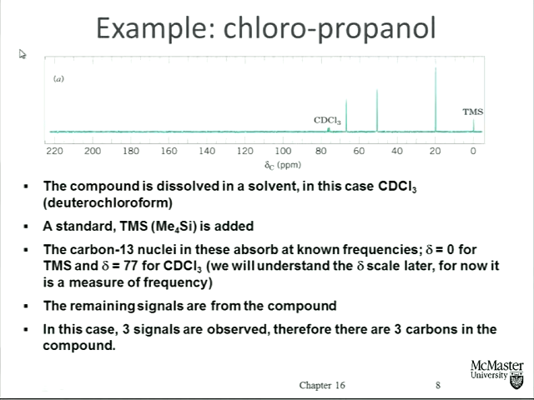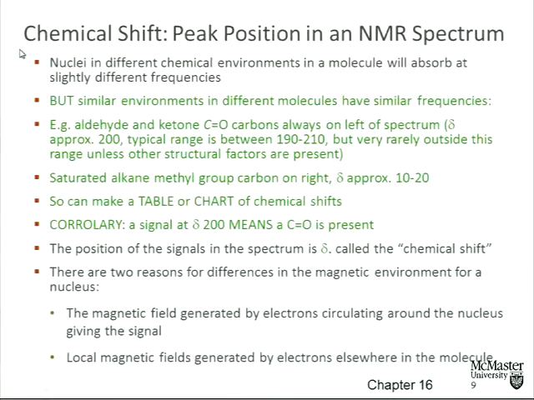Chemical shift for most solvents is known. CDCl3 is at 77 parts per million. And so the remaining signals are from the compound. In this case, 3 signals are observed. Therefore, there are 3 carbons in the compound. So, why do different nuclei in different chemical environments resonate at different frequencies? We'll get to that in due course.